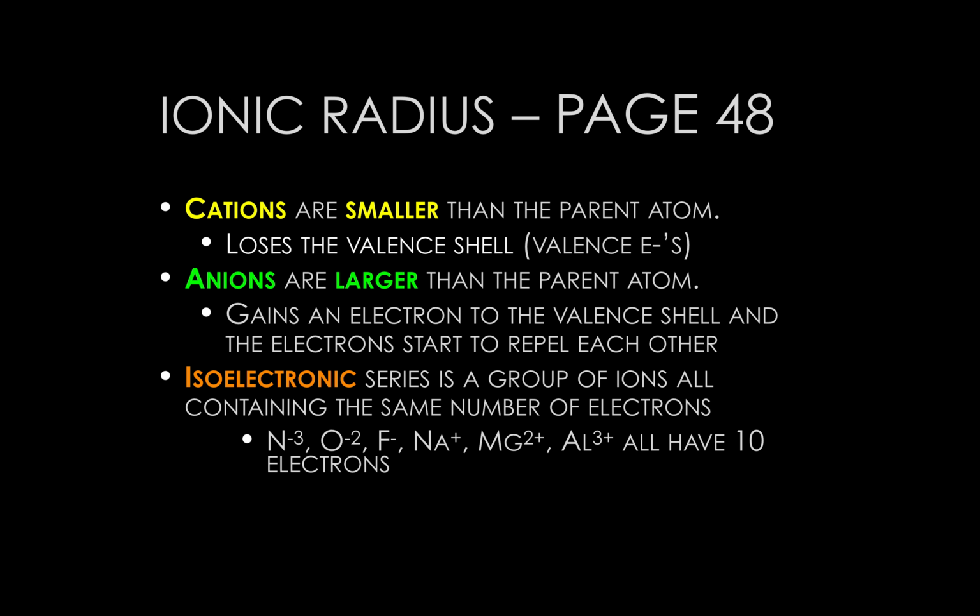Another term we can talk about is isoelectronic. Iso again is same, electronic is talking about the electrons, so same number of electrons. If we look at nitrogen N-3, oxygen O-2, fluorine F-, sodium Na+, magnesium Mg+2, and aluminum Al+3, all of them have 10 electrons. So all of those are isoelectronic to neon because neon has 10 electrons. Remember that atoms are going to lose or gain electrons in order to become a noble gas because the noble gases are the most stable.